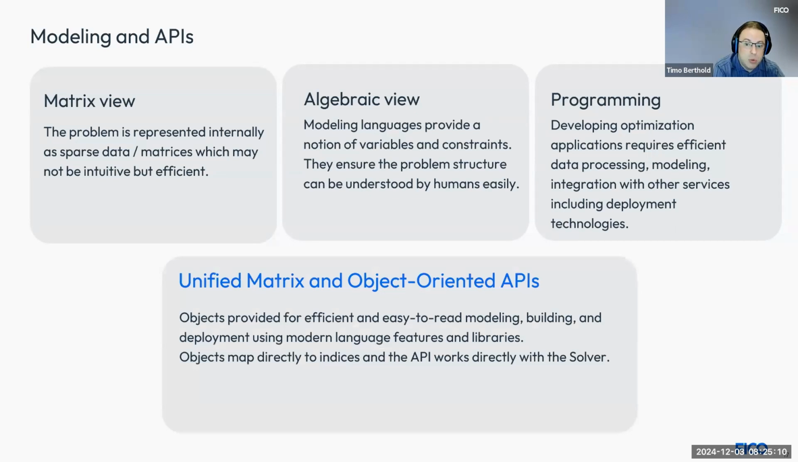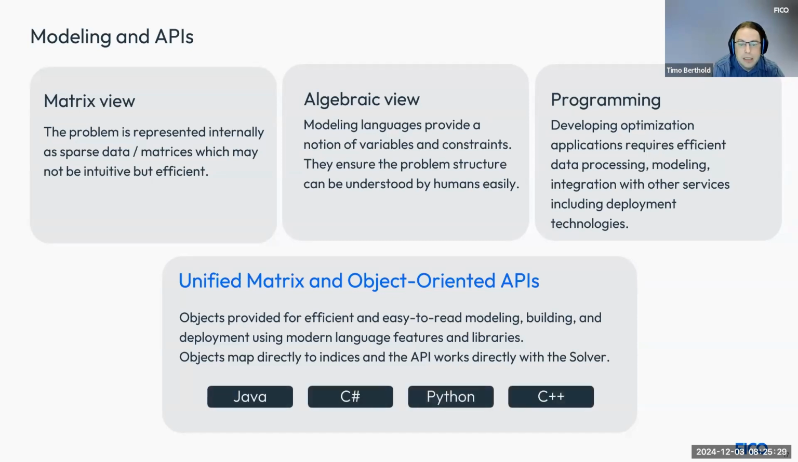To bridge this gap, the new APIs unify these two approaches, offering the best of both worlds, really, while in addition integrating programming capabilities for data processing and deployments. And this holds for all languages: Java, C#, Python, and now C++. The new interfaces introduce a unified and object-oriented modeling framework that enhances readability and maintainability, while still supporting matrix-oriented modeling, if you wish to do so, and the full solver interaction as an underlying layer.